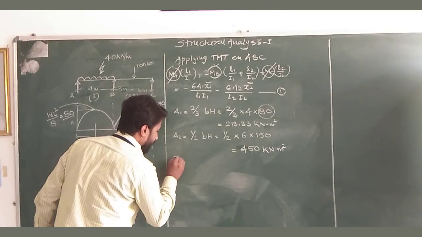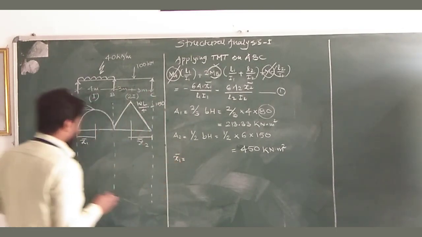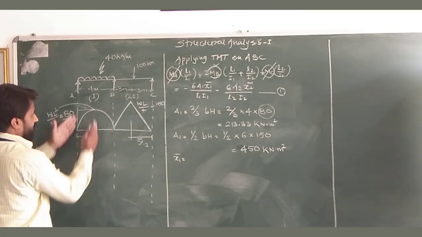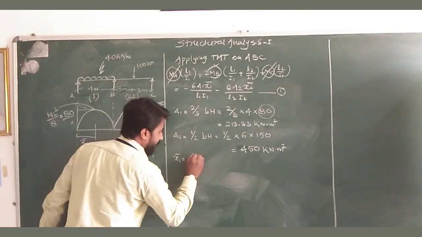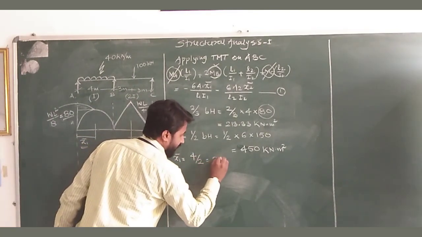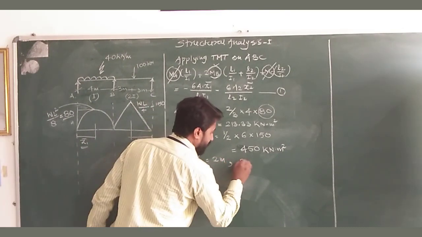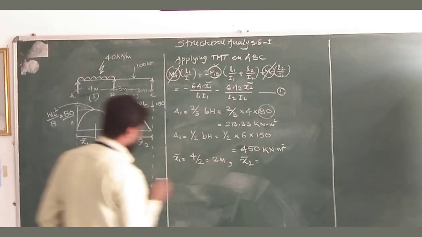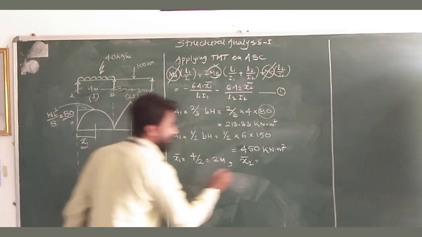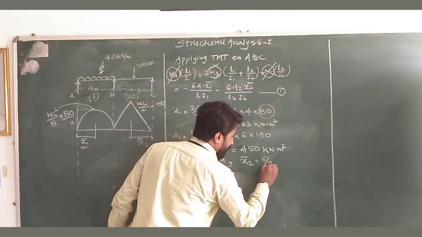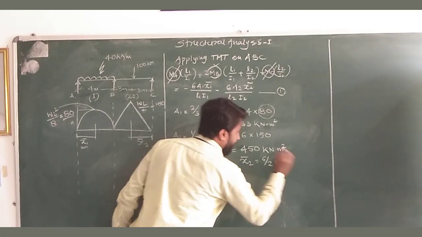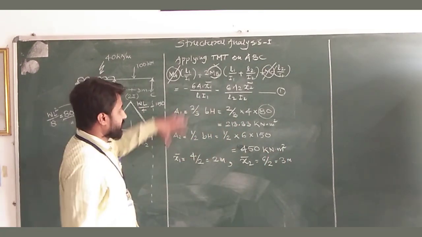Now what will be the value of x1 and x2 in this? So x1, if you calculate from the left side for the first diagram, as this diagram is symmetric, this will be L by 2, that is 4 by 2, so 2 meter. And the value of x2, which we are calculating from the right side, as this diagram is symmetric, will be 6 by 2, that is 3 meter. So this is the value which we have calculated.